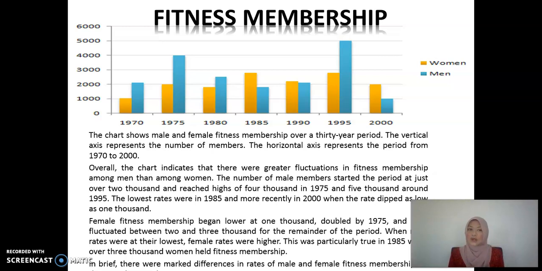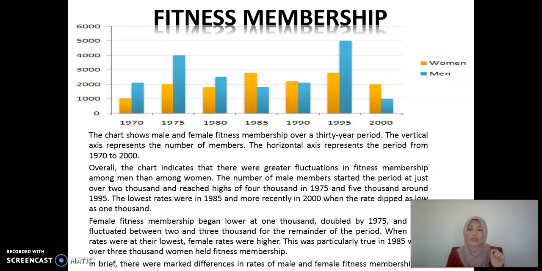Second paragraph, it focuses on men's fitness membership. What's the pattern that you can spot in the chart? Overall, the chart indicates that there was greater fluctuation in fitness membership among men than among women. The number of male members started the period at just over 2,000 and reached highs of 4,000 in 1975 and 5,000 around 1995. The lowest rates were in 1995 and most recently in 2000, where the rate dipped as low as 1,000. So it describes the pattern of men's fitness membership.